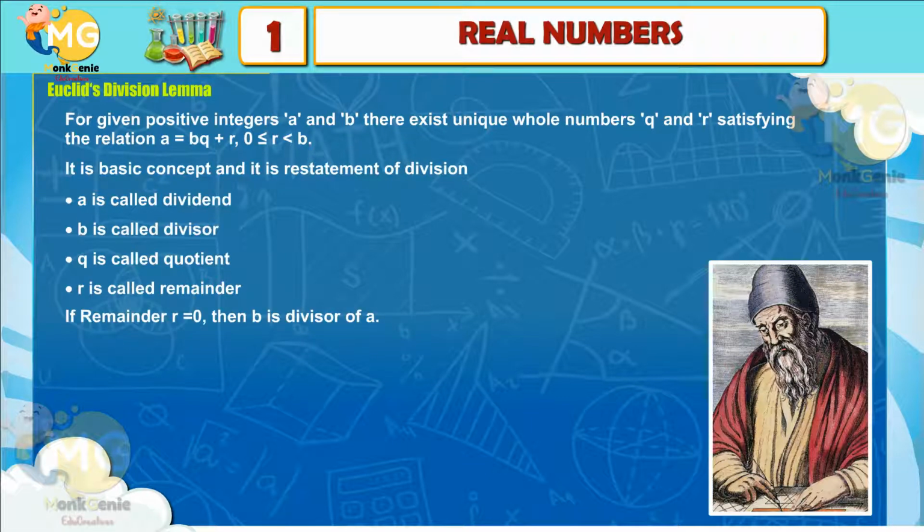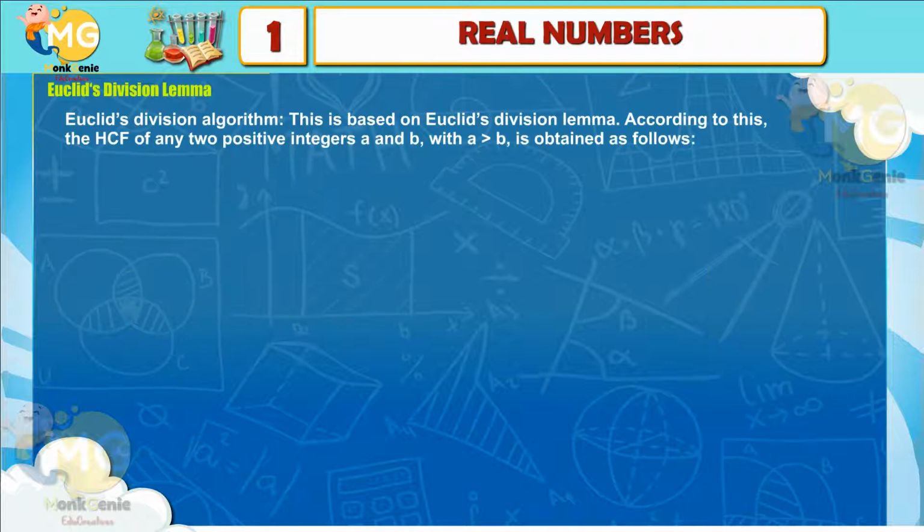If remainder r is equal to 0, then b is a divisor of a. Example, for 11 and 2, 11 equal to 2 multiplied by 5 plus 1. For 10 and 2, 10 equal to 2 multiplied by 5. Euclid's division algorithm. This is based on Euclid's division lemma.